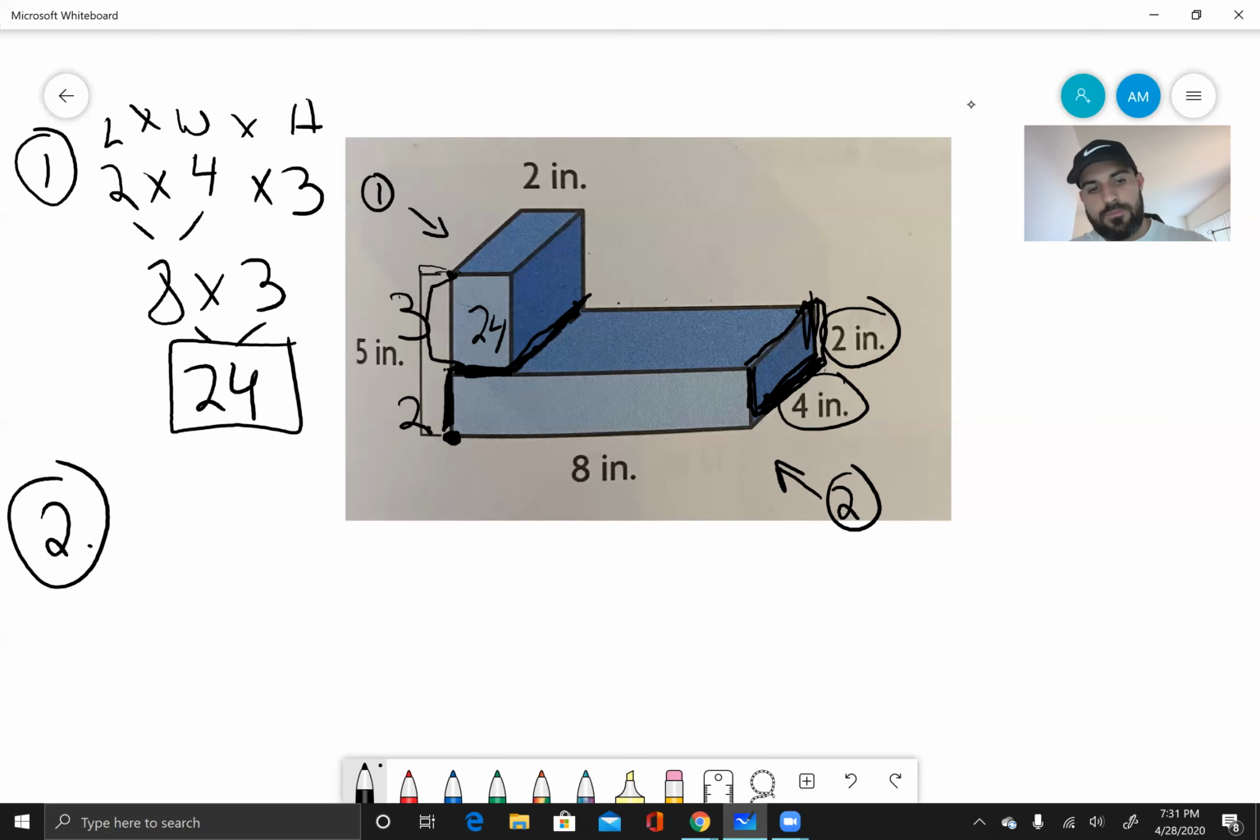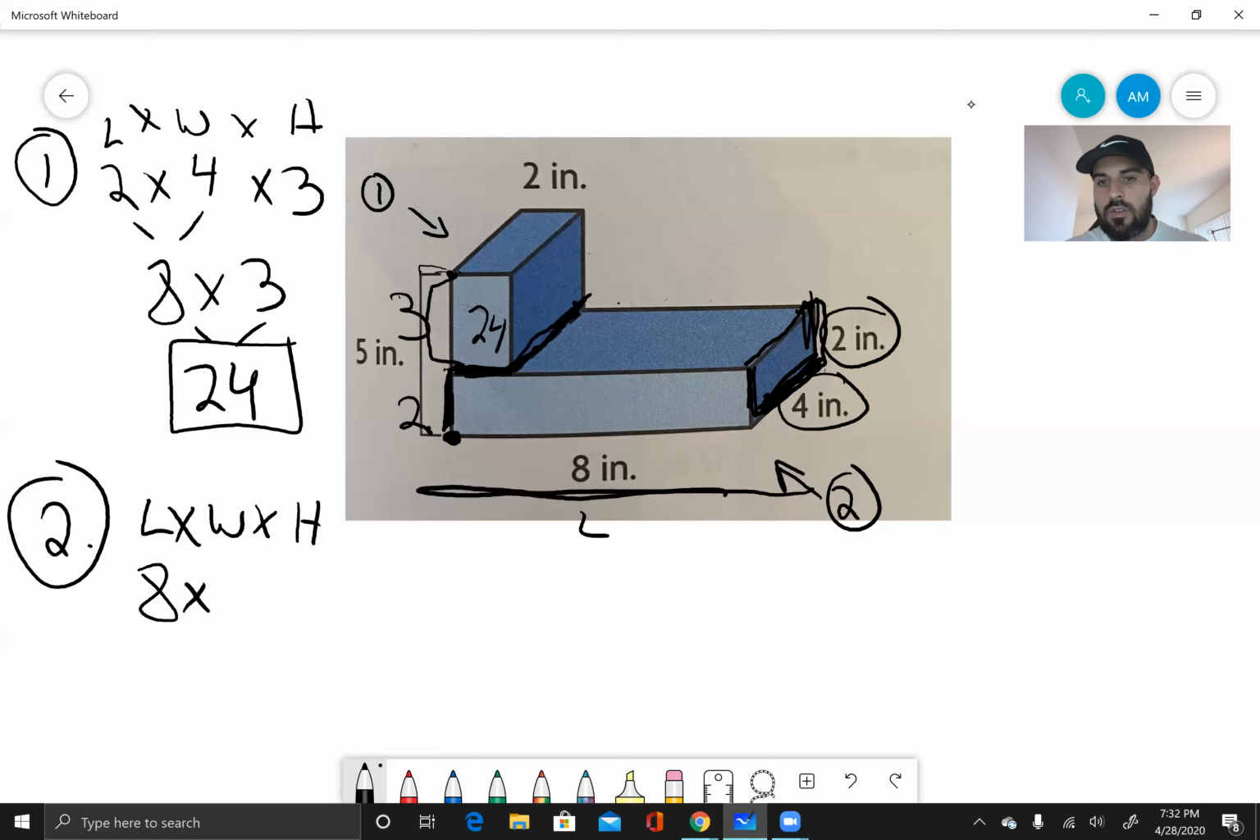Okay? So now, let's find the length, the width, and the height of figure number 1, which is all of this right here. Okay? Hopefully you guys can see the little white, which is all of this. So now the length from here to here would be 8 inches. The width, 4 inches.